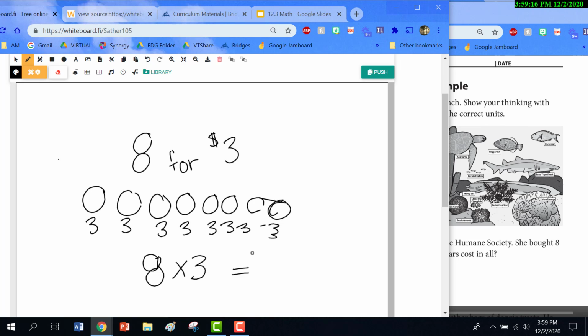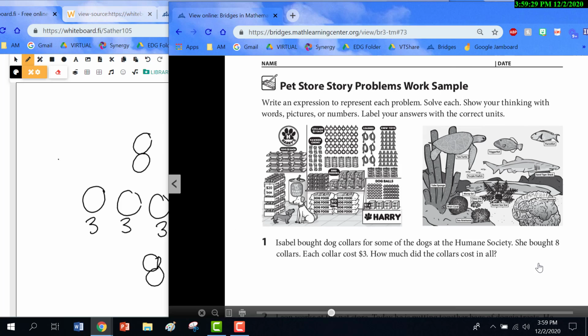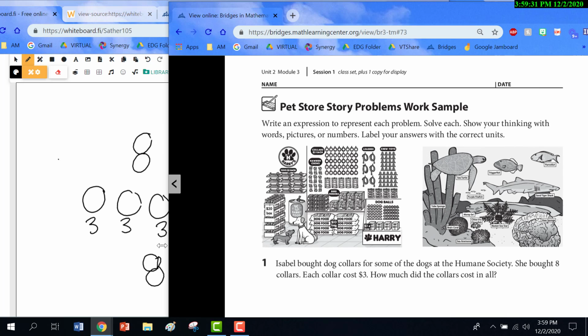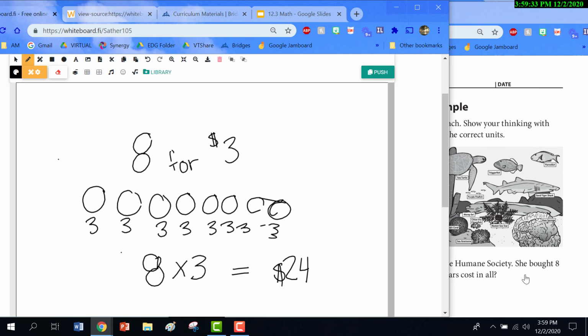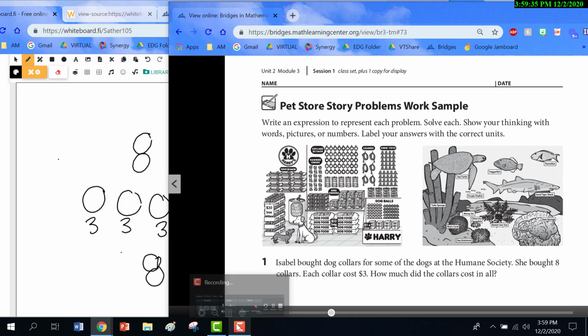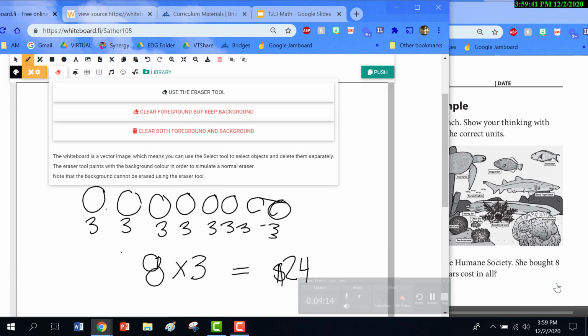I hope so. Did you get the answer of $24? If you did, you're absolutely correct. If you got like 22 or 23 or 25, it just means you probably added up wrong. Not a big deal, just make sure you notice where you made your mistake. So how much did the collars cost in all? They cost $24. It's a lot of money on dog collars, but I'm sure they appreciate it.